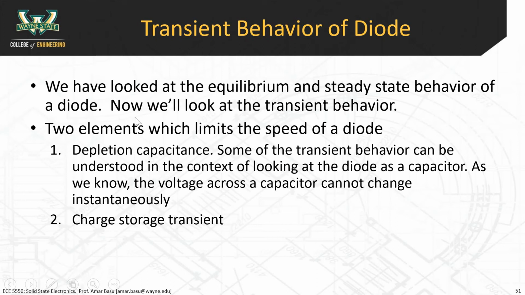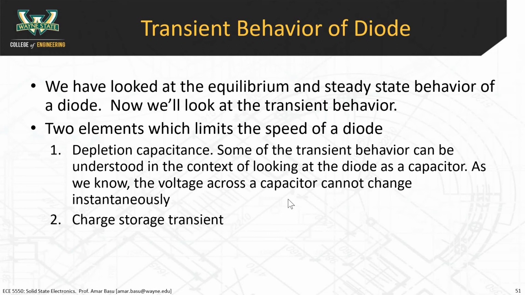All right, so there are two ways of thinking about what limits the speed of a diode. The first one is the depletion capacitance, and the second one is what's called the charge storage transient. We'll start with the depletion capacitance first. Some of the transient behavior can be understood by looking at the diode like a capacitor. This is good for those of you who've taken a lot of circuits classes and have dealt with RC circuits.